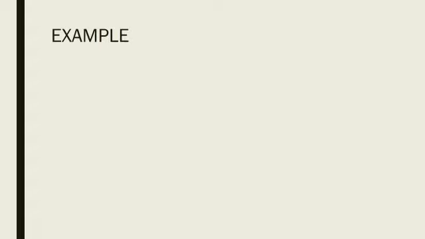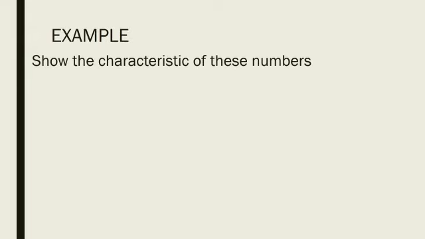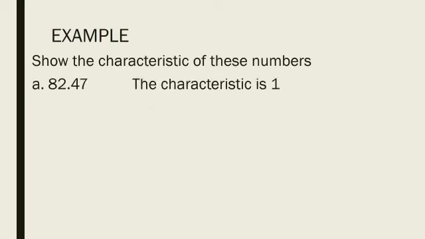I have an example here, and we're going to look at how you can determine the characteristics of numbers. Remember, if you're asked to find the log of a given number, you have two parts: the characteristics and the mantissa. The characteristics determines the place value of the number, then the mantissa is the one you look for in your four-figure table. How do we determine the characteristics of numbers? Let's start with these examples.